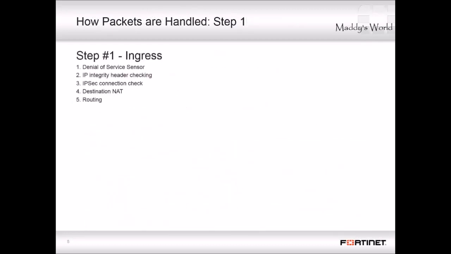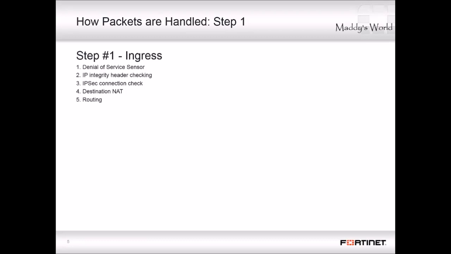Now that we've covered some of the basics, let's talk a bit about what actually happens to a packet as it passes through a FortiGate. We will not be going into detail on each step. The first thing that happens is the packet connects to an ingress or incoming port. At that point, several checks kick in in the following order.